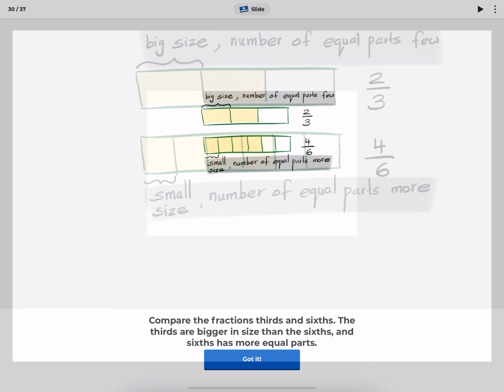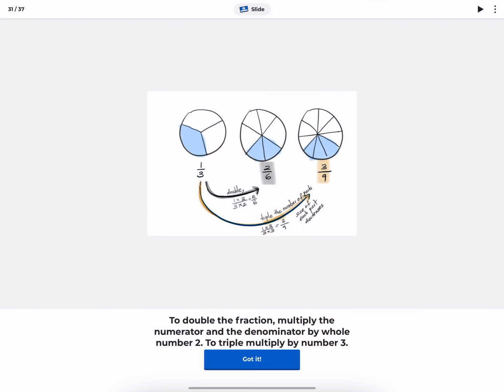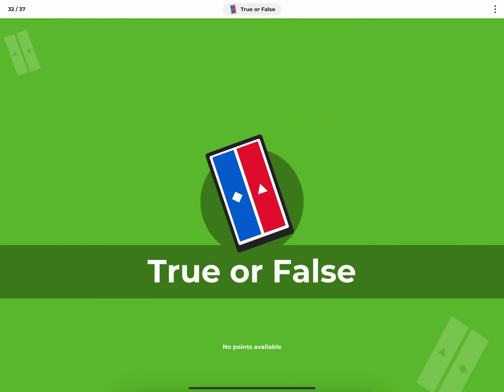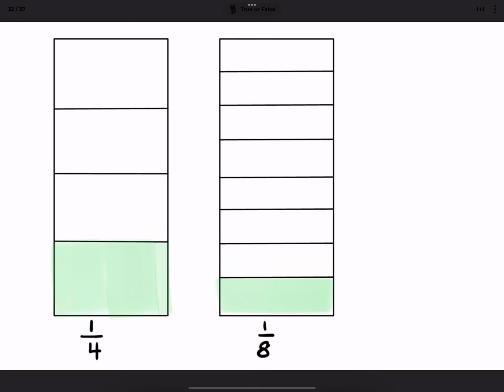To double the fraction, multiply the numerator and the denominator by whole number 2. To triple, multiply by number 3. Are eighths smaller than fourths? Yes, eighths are smaller than fourths. True. False.